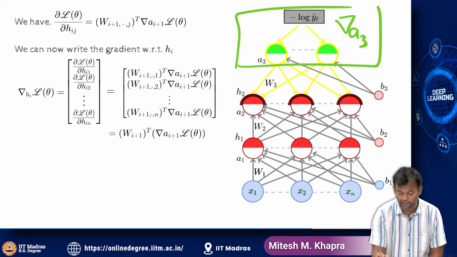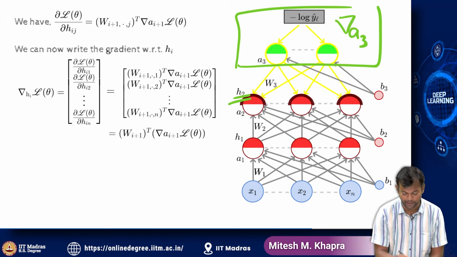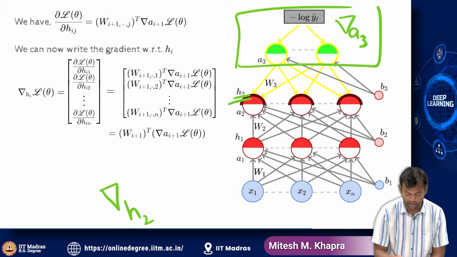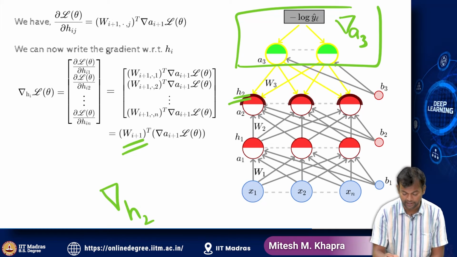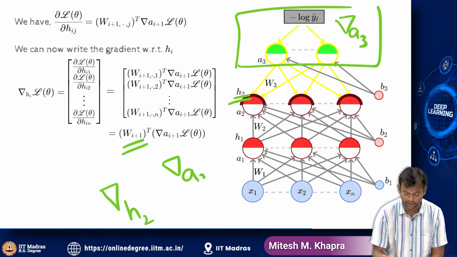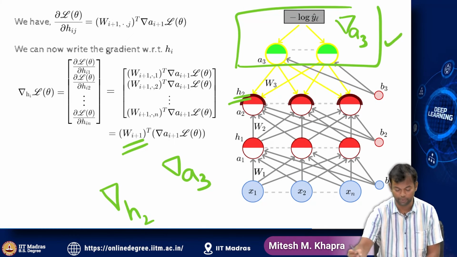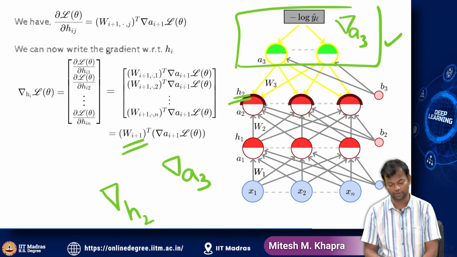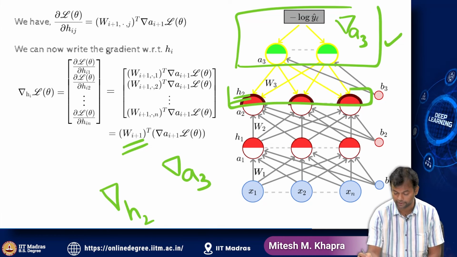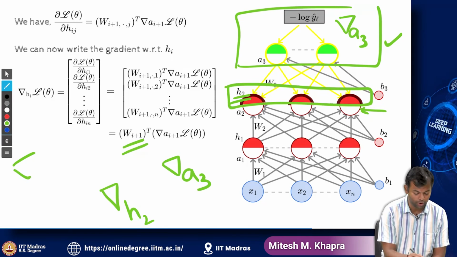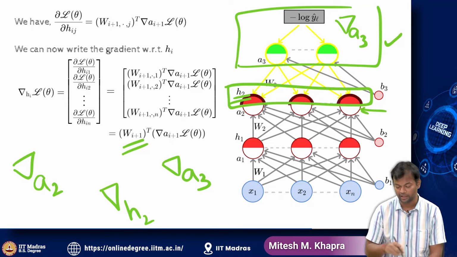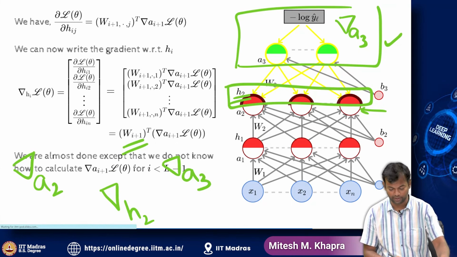Then I wanted to compute the derivative of the loss function with respect to H2, and I was all set because I need W3 for that, and I need the derivative of the loss function with respect to A3, which I had already computed, right? So I am ready to compute derivative of H2. So this part is done. I have now been able to compute this. Then I wanted to compute the derivative of A2 with respect to the loss function, and the formula on the next slide, I'll just go to the next slide now.